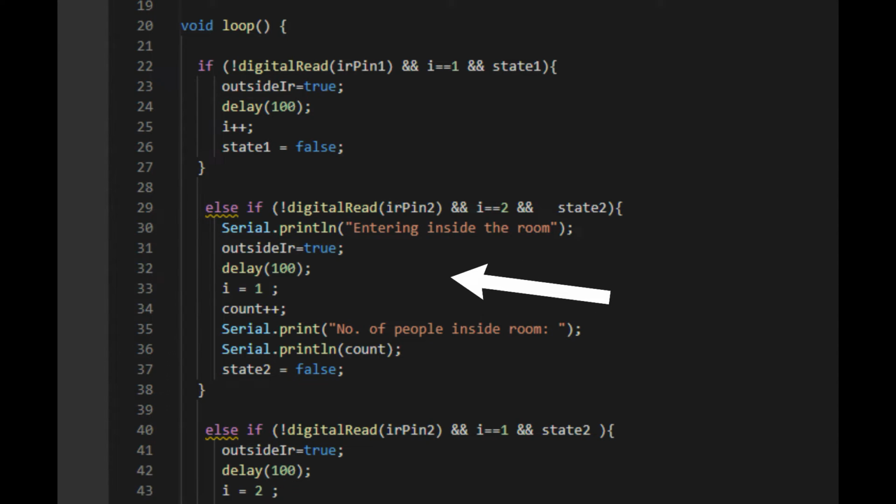In this part of the code, it checks if the second IR sensor is blocked after the first one was blocked. If that is the case, then the count is incremented by 1 and it says that the person is entering the room, and also prints the number of people in the room.